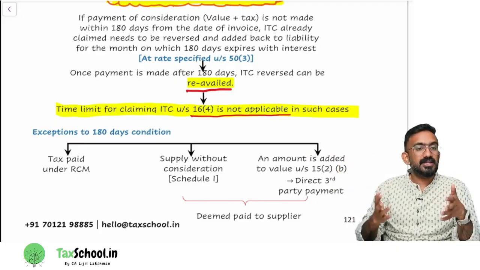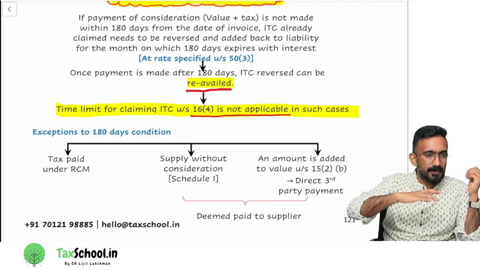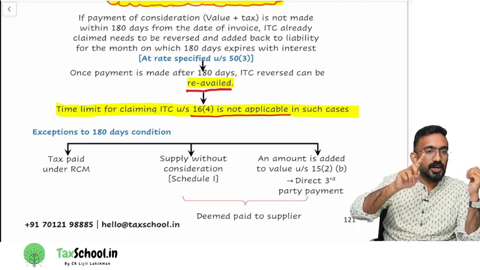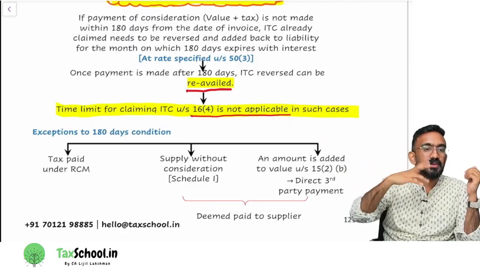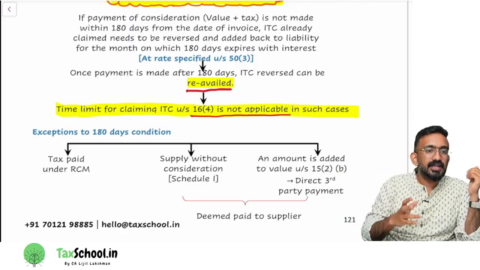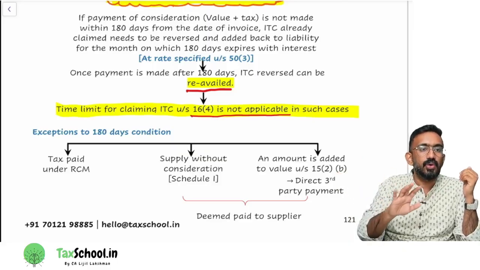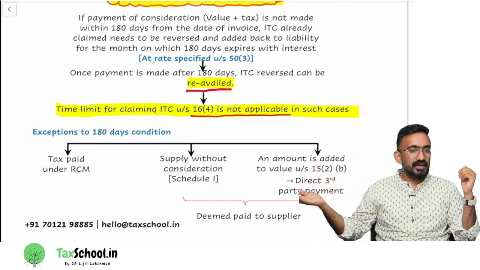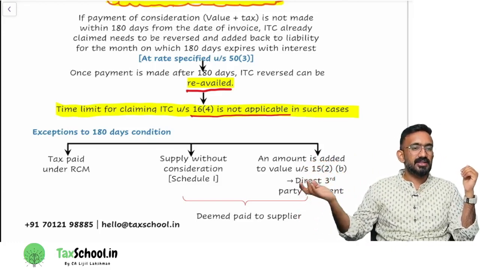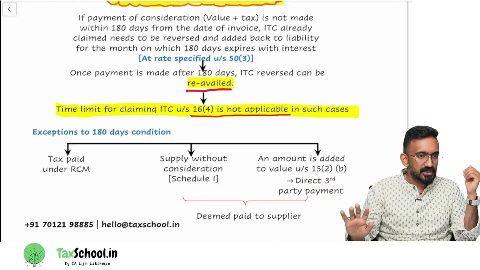Second, supply does not have a consideration. Schedule 1 activity. One branch transferred stock. And as per Schedule 1, Para 2, it will become a supply. The supplying branch paid GST, the receiving branch took the ITC. After 180 days, can the government ask the receiving branch to pay consideration to the supplying branch for the stock transfer? No, because there was no consideration for the supply. So they said, in case of deemed supply, the consideration is not there and I still called it a supply. It is deemed to be paid to the supplier itself.